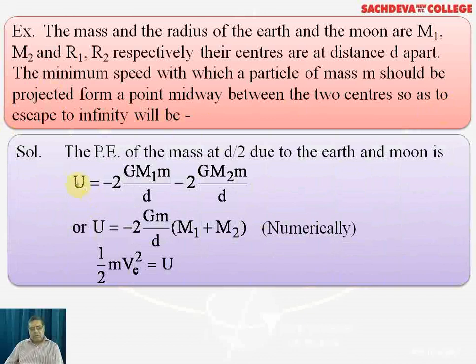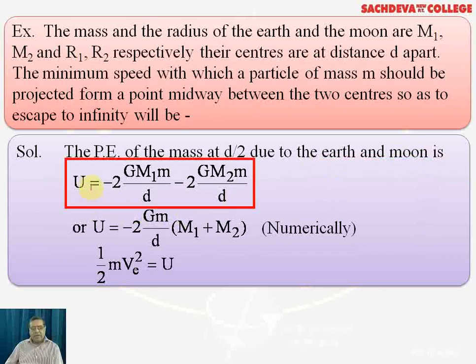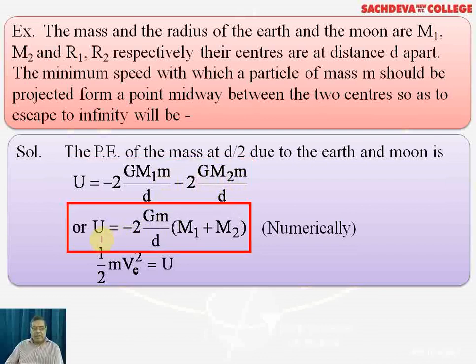So in order to solve this question, we know that the potential energy of the mass is half of the original value due to Earth and Moon. So it is given in the question. So the gravitational potential energy will be calculated as minus 2GM1m by d, and then minus 2GM2m by d. So we take out the negative sign common and we put a plus sign in between, and we take out GM over d common within the brackets.